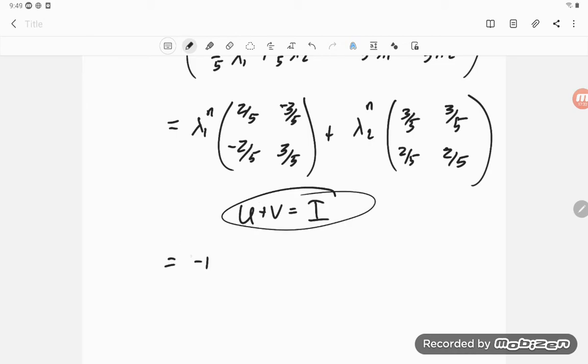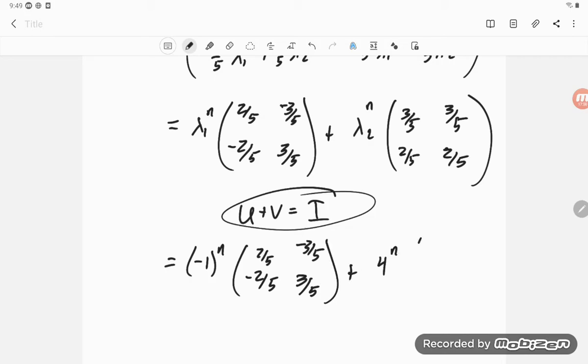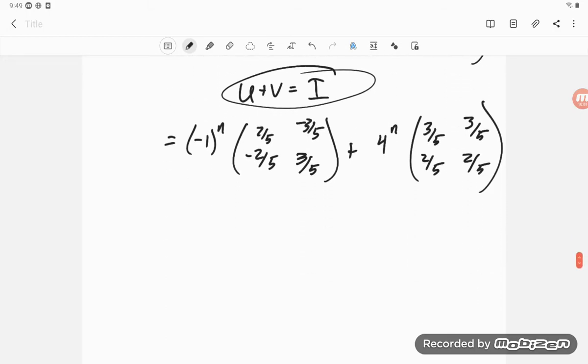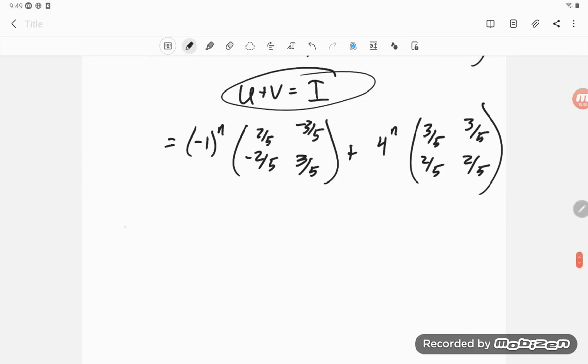And so we have negative 1 to the n, 2/5, negative 2/5, negative 3/5, 3/5, plus 4 to the n, 3/5, 2/5, 3/5, and 2/5. Okay, so there I have my general A to the n.